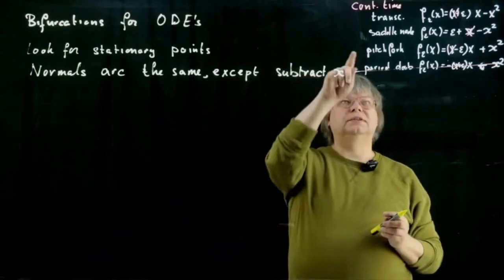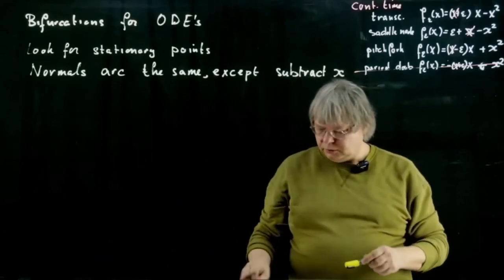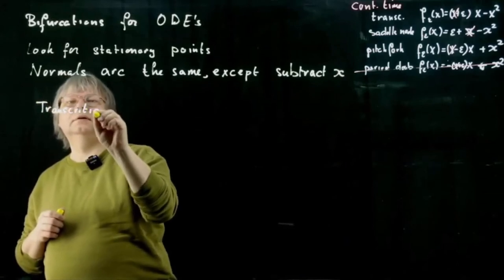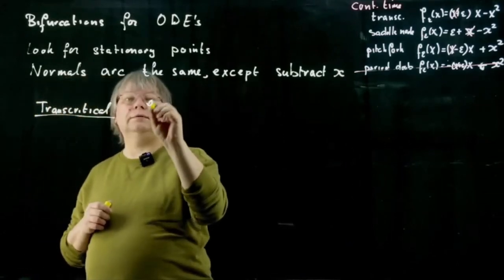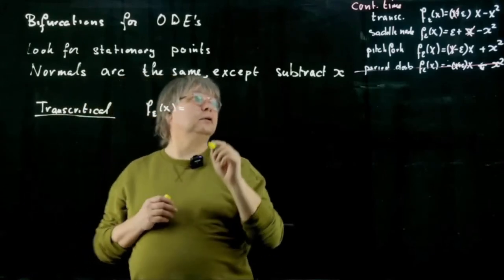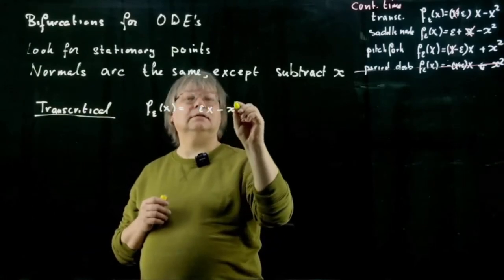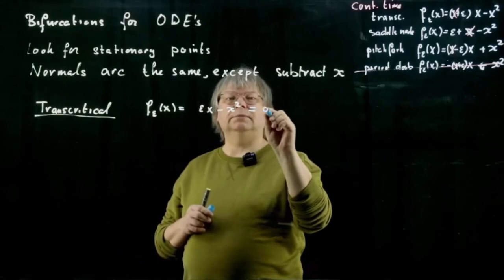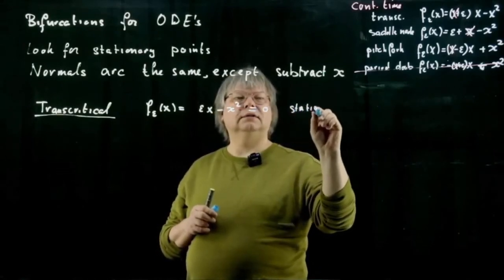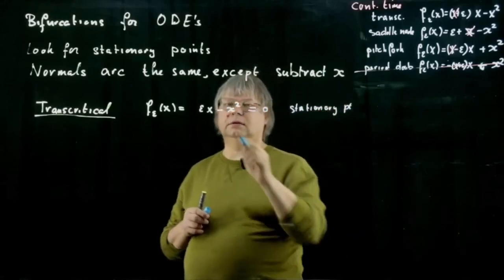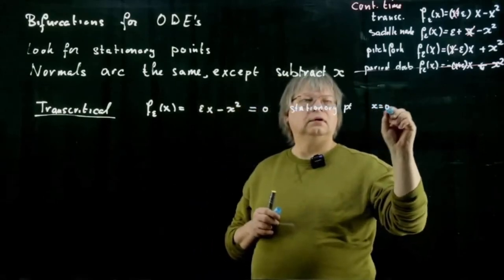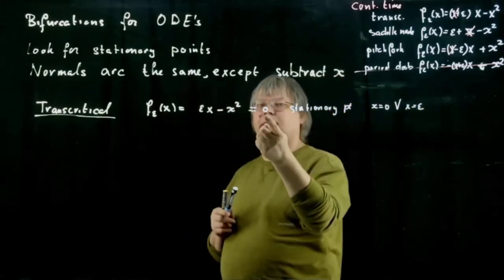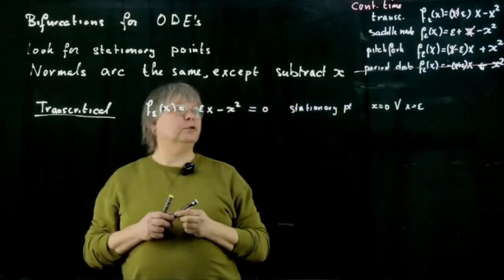Okay, so let's try to do the transcritical with this new normal form. The normal form is epsilon x minus x squared. And instead of putting this equal to x to find a fixed point, now we want to find a stationary point. Solving this equation gives x is 0 or x is epsilon. It is exactly the same as before, because now we're not looking at x here but 0, but we have also subtracted an x from the normal form.